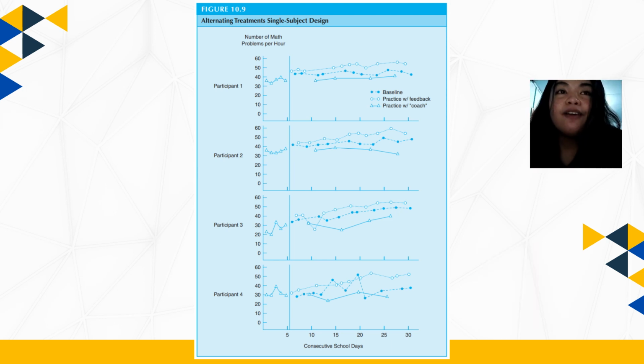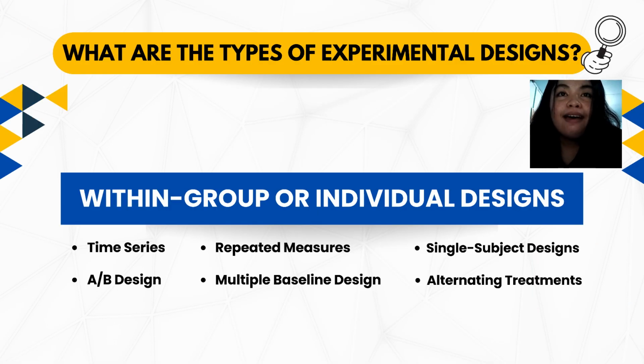Key points here are these designs help when we can only study one group or person. They control for many threats to validity. And they can be complex, but they give detailed insights into individual behavior. So these designs let researchers carefully study how treatments affect behavior in real-world settings, even when only one group or person is available for study.